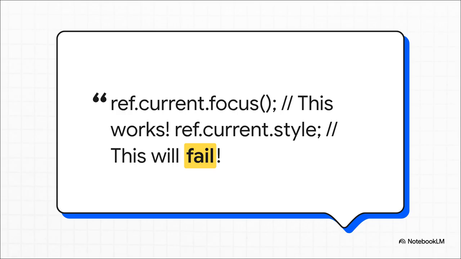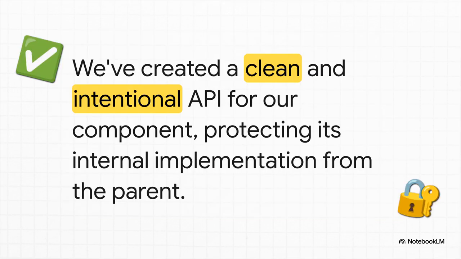Why? Because style doesn't exist on our custom remote control. We've totally protected our component's internals. And that's the whole point, right there. We've defined a contract. We've created a clean, intentional, public API for our component. The parent knows exactly what it's allowed to do, and the child is totally free to change its internal implementation without ever worrying about breaking the parent.